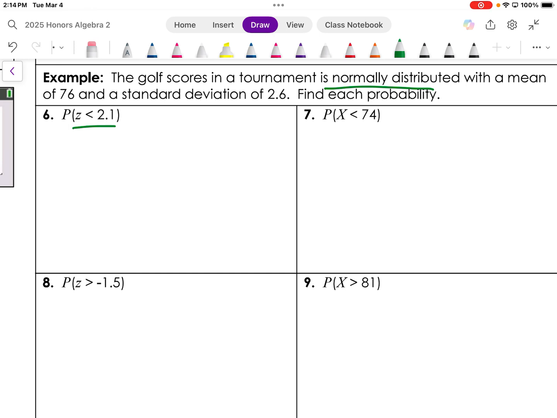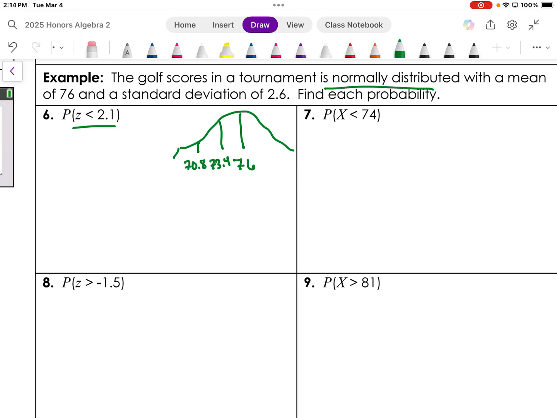Well, here's the challenge. If we were doing what we did yesterday, and I didn't teach you this new stuff, you would have gone through, labeled the mean as 76, and started subtracting 2.6. So that would be 73.4. Subtract it again, and that would be 70.8.